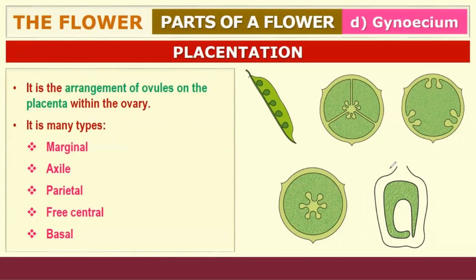Depending on the arrangement of ovules, there is one more term, that is placentation. Placentation is the arrangement of ovules on the placenta within the ovary. They are of many types, like marginal, axile, parietal, free central, and basal.